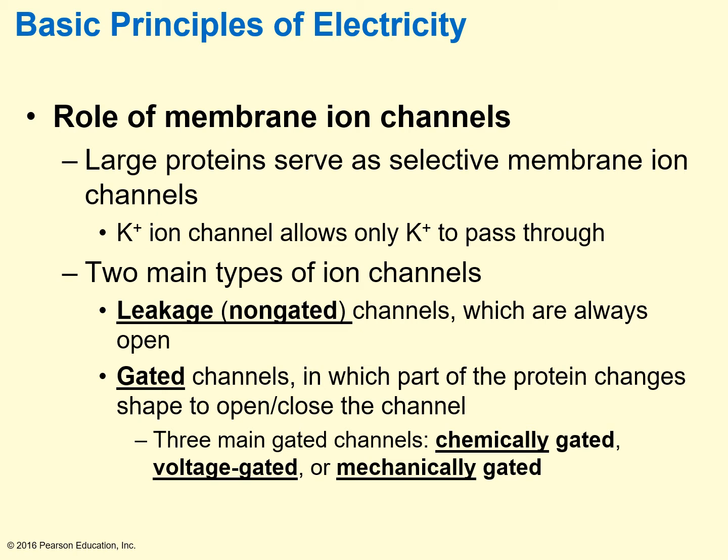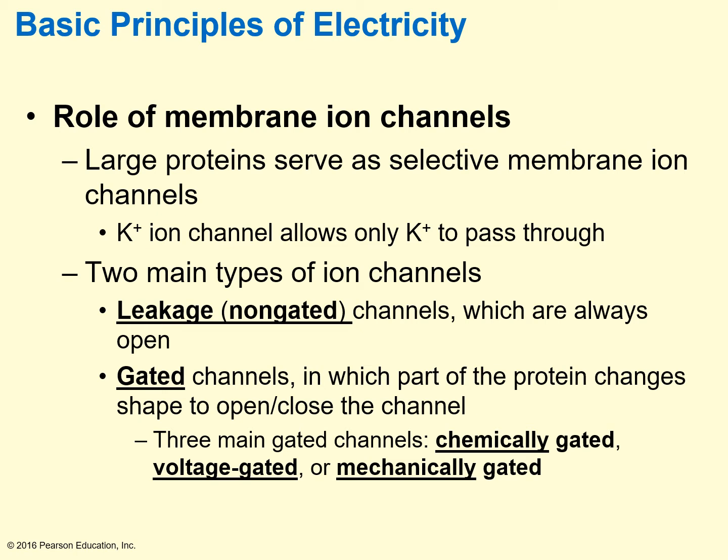The role of the membrane ion channels: remember, ions, the positive and negatively charged elements, are usually water soluble, so they're hydrophilic, but the middle of the membrane is hydrophobic, so ions cannot easily pass across the membrane. How do they get across it? Well, they need proteins that span the entire width of the membrane and act as gates or channels to allow them to pass through. There are two main types of these ion channels.